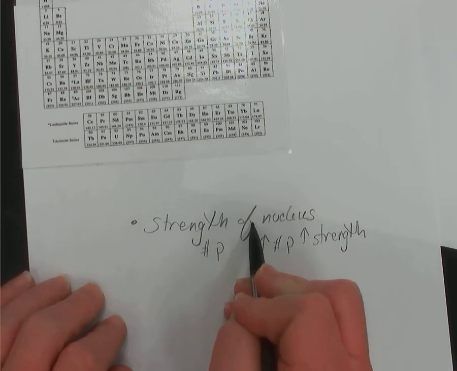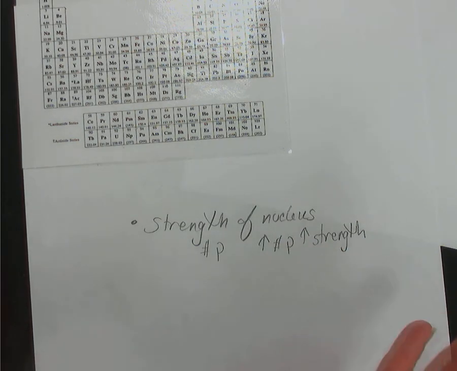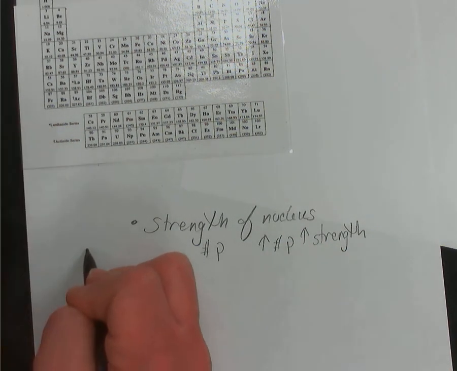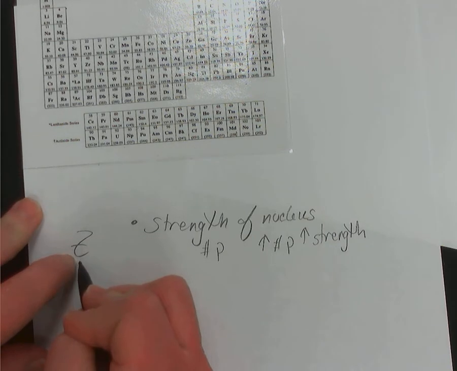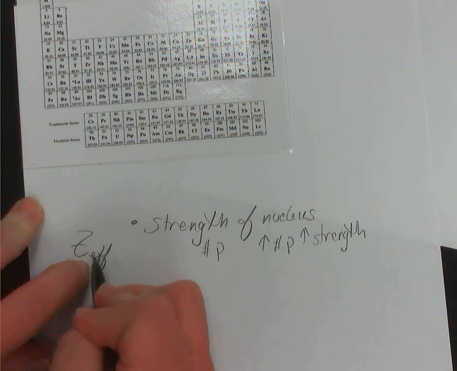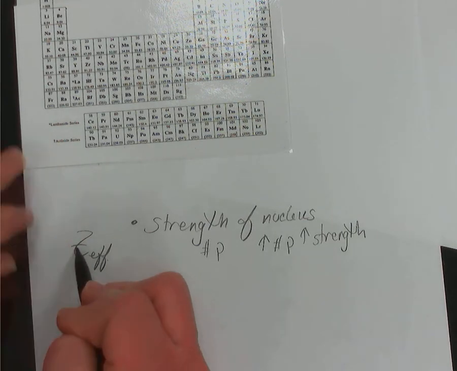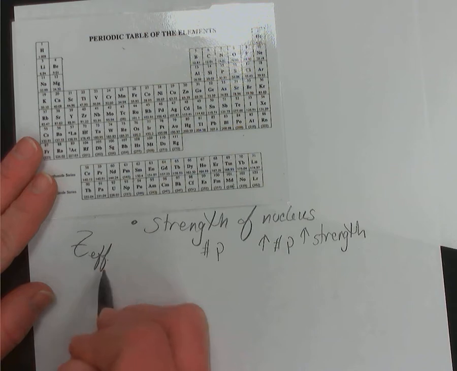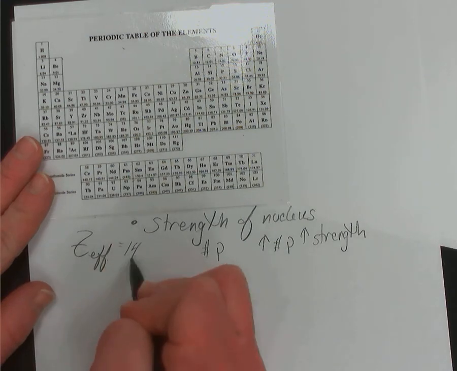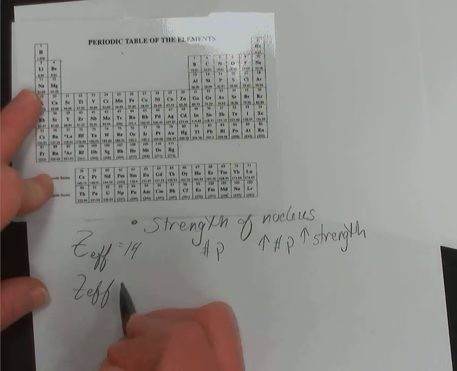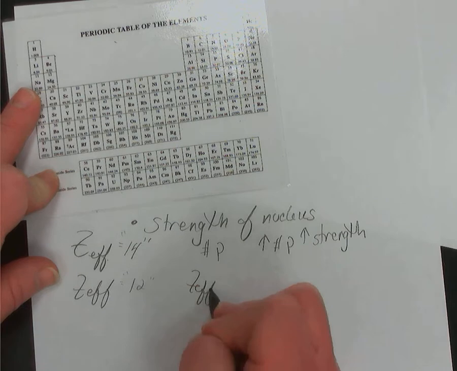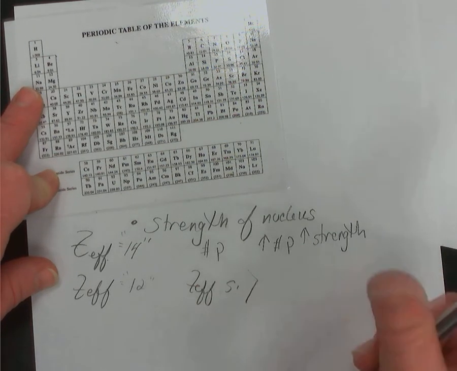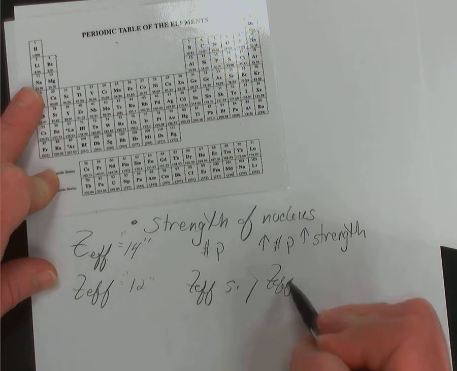The strength of the nucleus is named a special term, nuclear strength, or nuclear charge. And for some reason, we symbolize it with a Z, with a little eff. This is effective nuclear charge. So the effective nuclear charge of silicon, we would say, is 14. And the effective nuclear charge of magnesium, we would say, is 12. And so the effective nuclear charge of silicon is greater than the effective nuclear charge of magnesium.